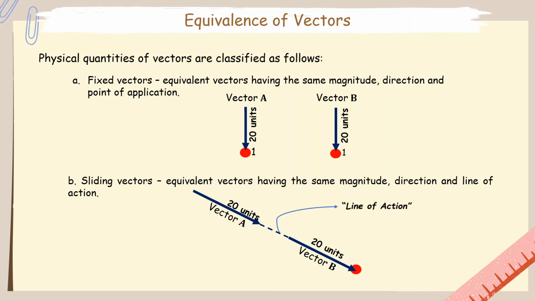So, ito yung line of action ng vectors. Okay, so along this line of action, dyan mag-occur ang dalawang vectors. Okay, so if ganyan, then they are called sliding vectors.